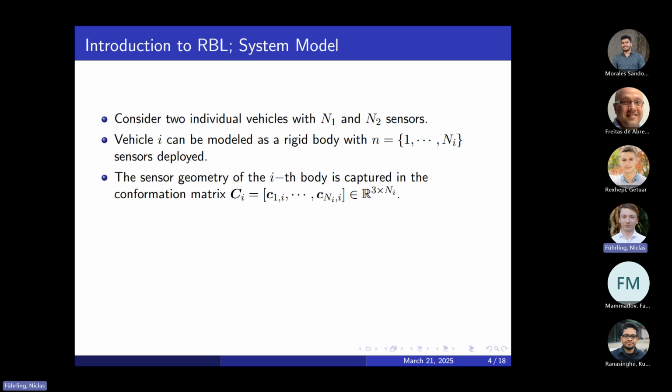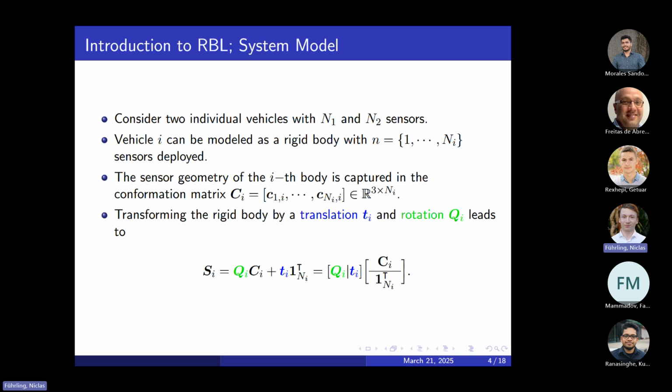If we now apply the translation and the rotation to it, we can model it as follows. We transform the rigid body by a translation Ti, in this case for the ith rigid body, and a rotation Qi, which leads to this formula here, which we can either model like this or in matrix form if you just want multiplication.